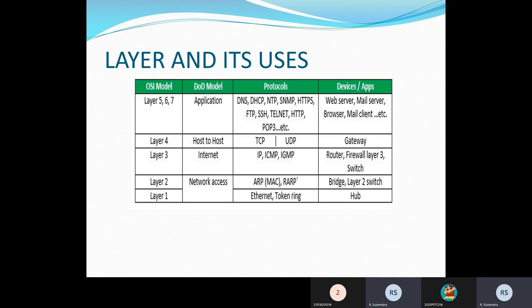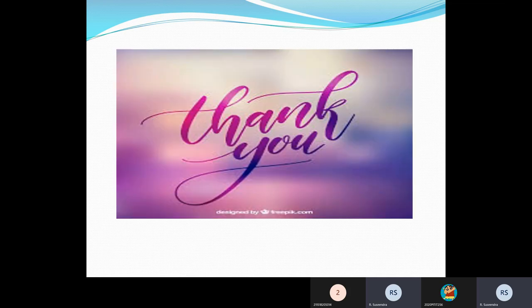So these are the layers, layers 1, 2, 3, 4, 5, 6, 7, and it's a model. Which model? Network model, internet model, host to host model, application model. Then the protocols are used by the layers, and the devices are used by the layers. So these are the things we discussed today.